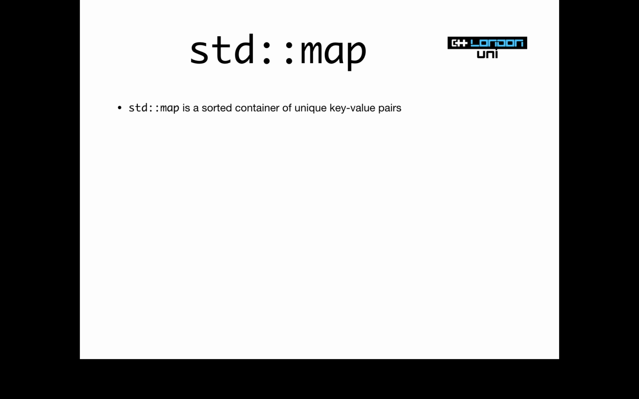Let's talk about map. A map, as I just said on the previous slide, is a sorted container of unique key value pairs. That is, every key has an associated value, and the elements are stored internally in a particular order based on the key. This means we can access elements inside the map in what's called logarithmic time. It grows with the logarithm of the number of elements in the map.